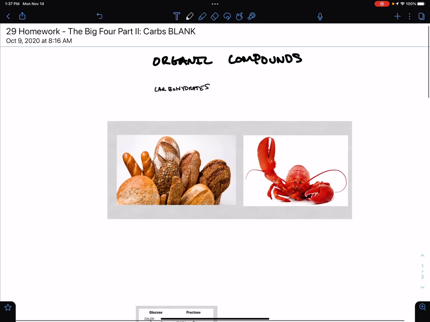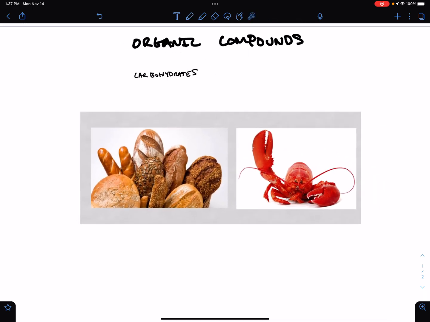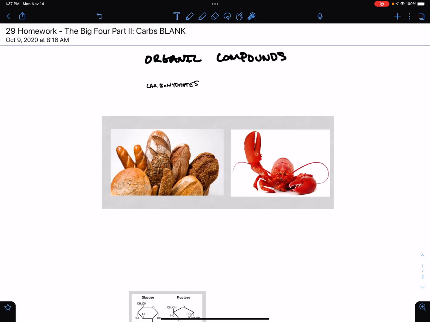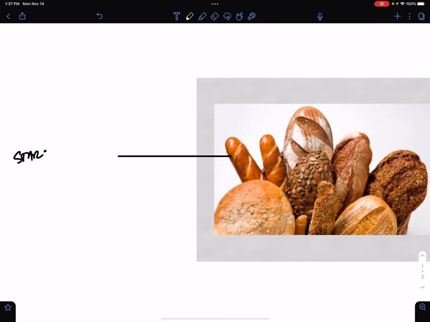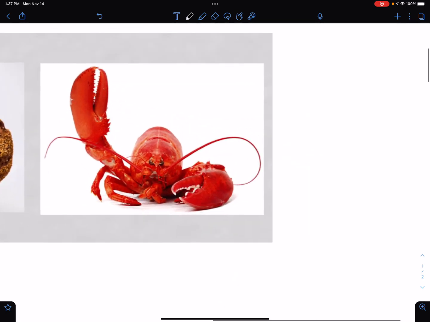Okay, so here I have 2 very different pictures, which both are showing you carbohydrate. You are probably very familiar with this form of carbohydrate. This is carbohydrate primarily in the form of starch. But what you might not know is that a lobster shell is also composed of carbohydrate. This carbohydrate is called chitin.